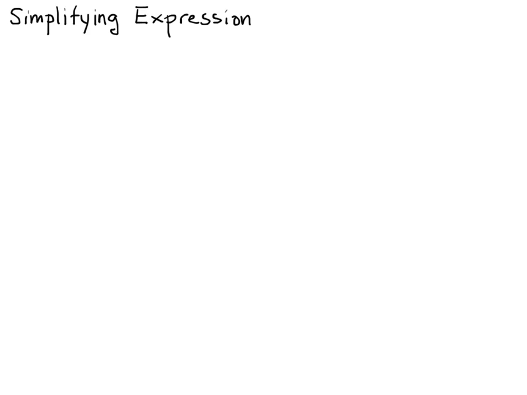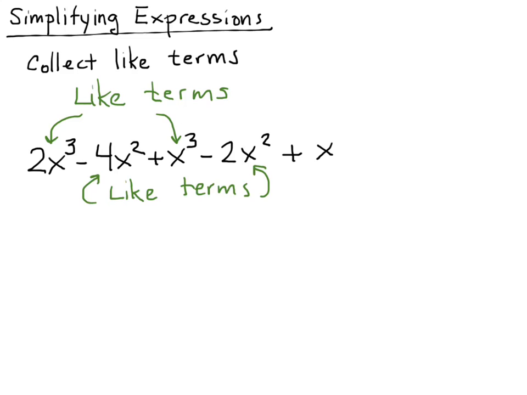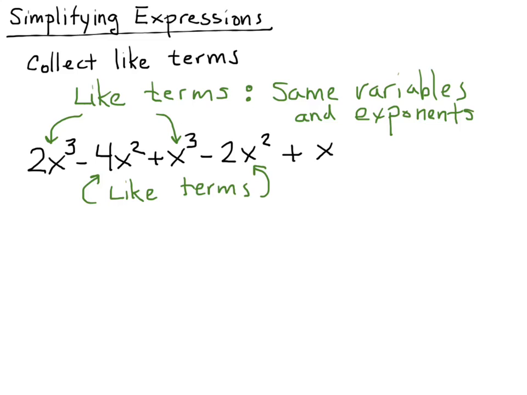So when we have expressions, oftentimes we want to simplify them because we'll have some sort of model that we've collected, and we want to make the simplest possible expression. So here's an example of an expression that has 5 different terms in it, and what we're going to say is that we have like terms among 2 pairs. So what we're looking for with a like term is that the variable is exactly the same and the exponent is exactly the same. So in some expressions we might have more than one variable.